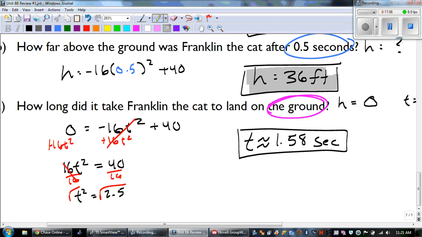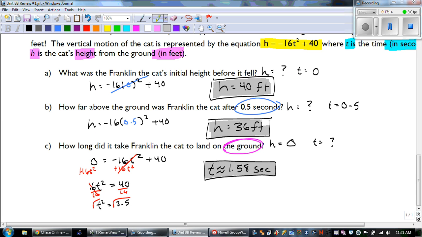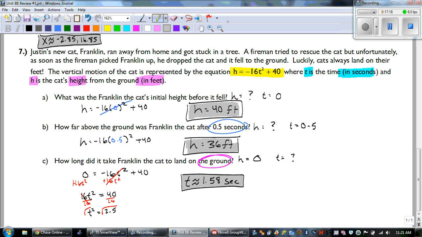Now, if I'm taking the square root of something, I get a positive and a negative. Why do I not care about the negative? Can we have negative time? No, there's no time travel. Okay? So, there we go.